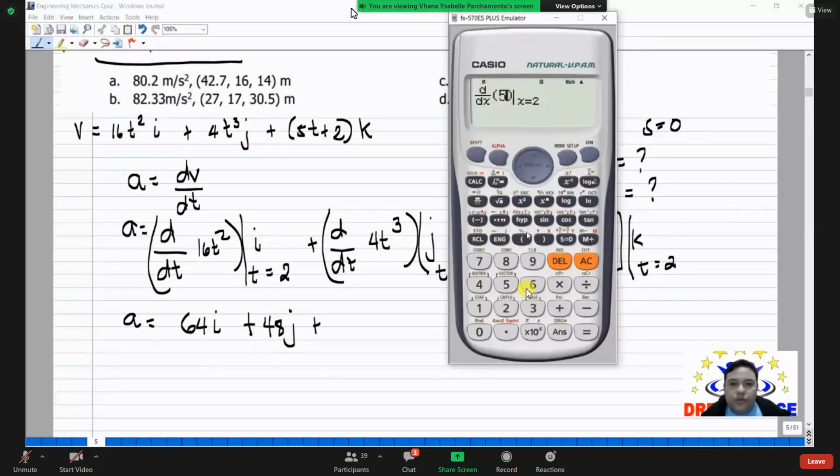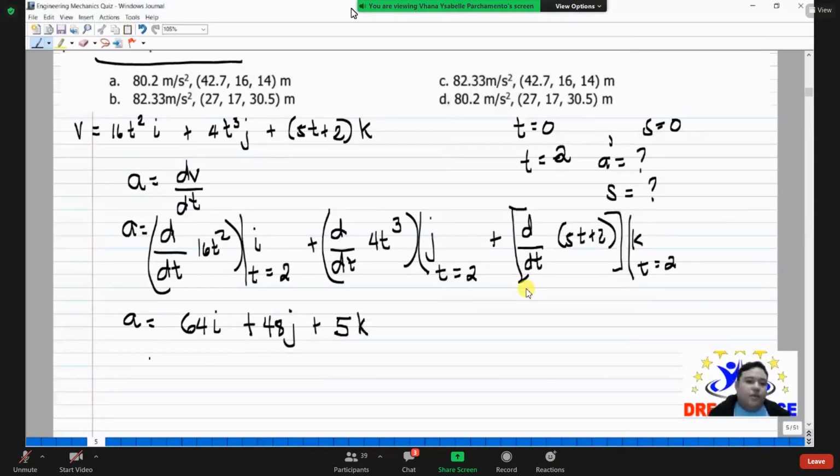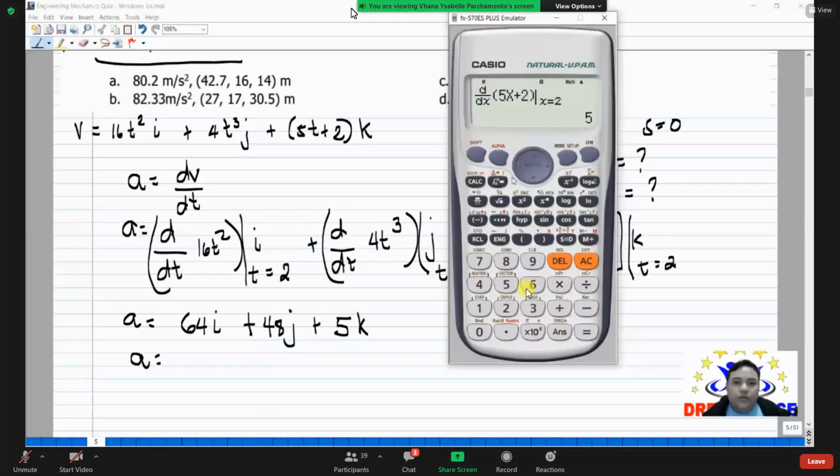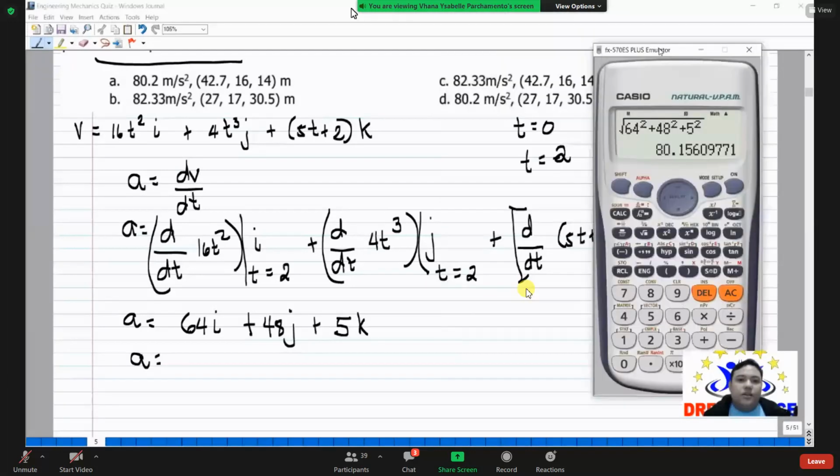So 5x plus 2, when t equal to 2 is 5. Therefore, magnitude of a is equal to the square root of 64 squared plus 48 squared plus 5 squared. So that is equal to 80.156, or dito sa choices, that is 80.2 meters per second squared. So it's either letter A or letter D again.